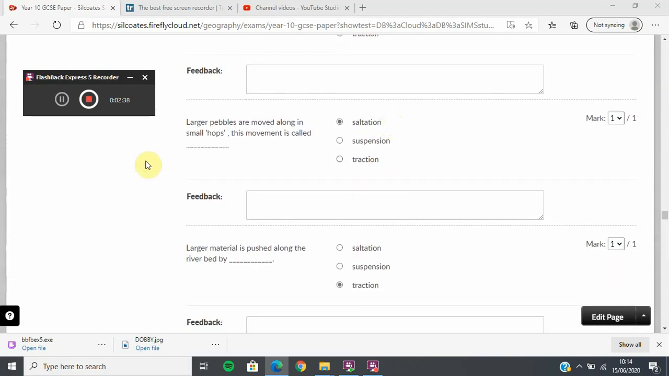Next then is larger pebbles that move along in hops. So when they're hopping along the bottom of the river, that is called saltation. Saltation means hopping along the bottom of the river. All right, and that's that one. So they're not in suspension, they do touch the bottom, it doesn't quite have enough energy, and then it builds up enough to pick it up again and drops it.